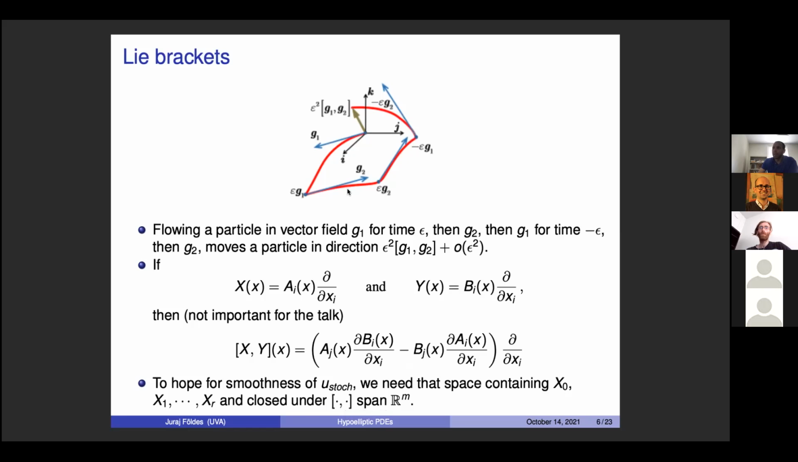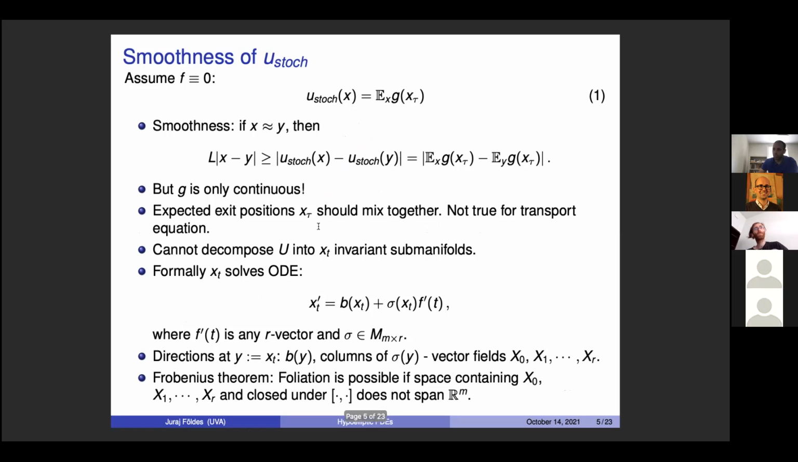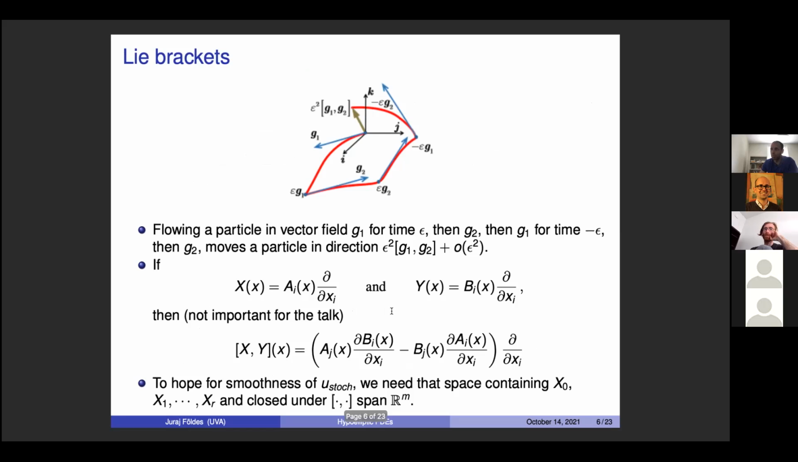So what's the Lie bracket? It's actually a construction of how you can produce new directions out of the existing ones. These are the existing directions that we have: the drift plus the diffusion acting in these directions. Those are the columns of our diffusion matrix. And this is how we can create a new direction. We just travel along the first vector field by the distance epsilon, then along the second vector field by the distance epsilon, and then we return by the negative time along the direction g1, and then negative time along g2.